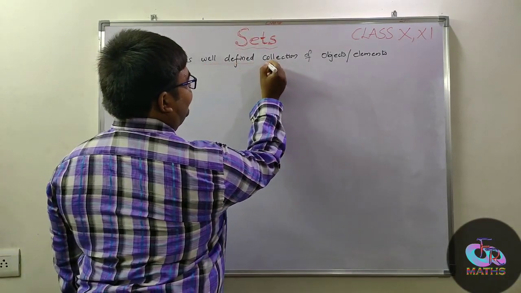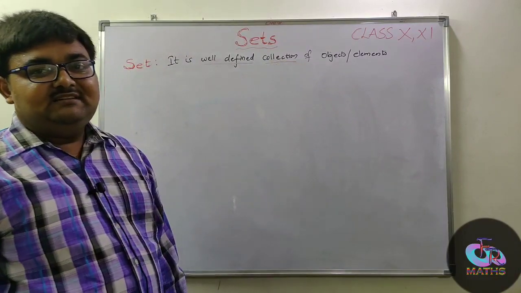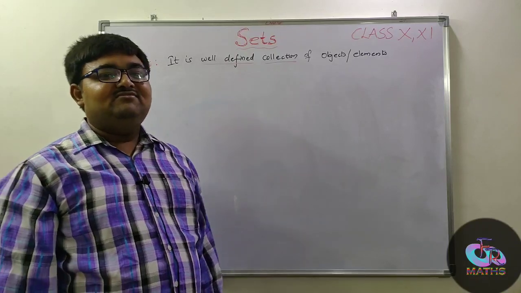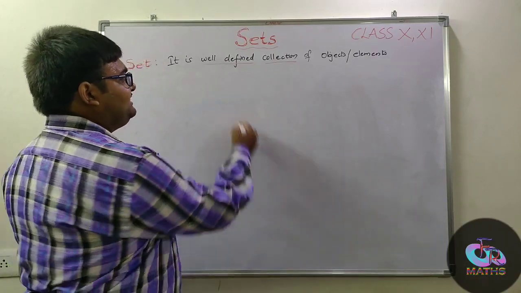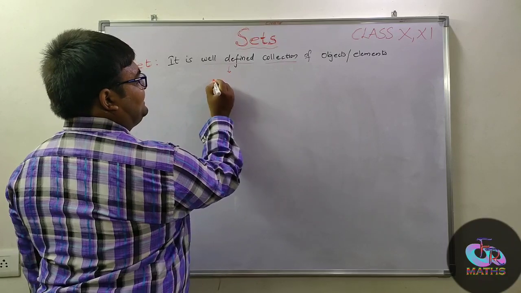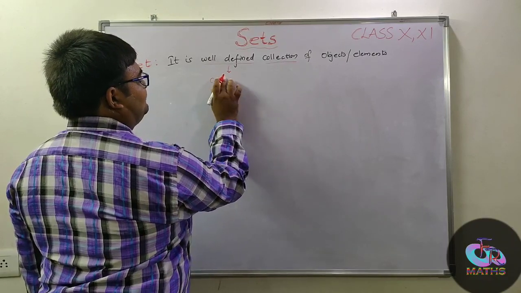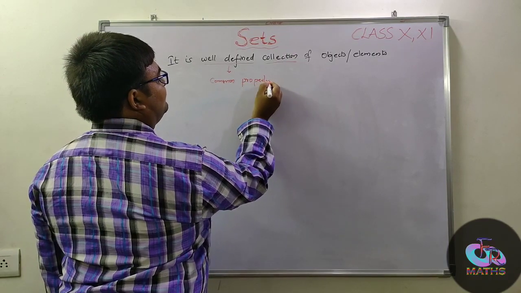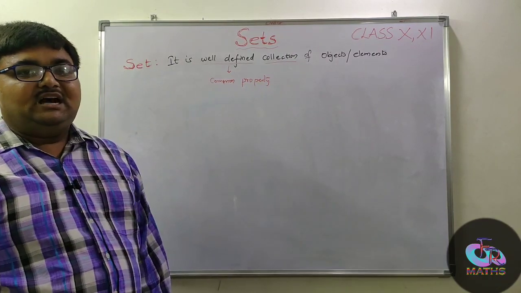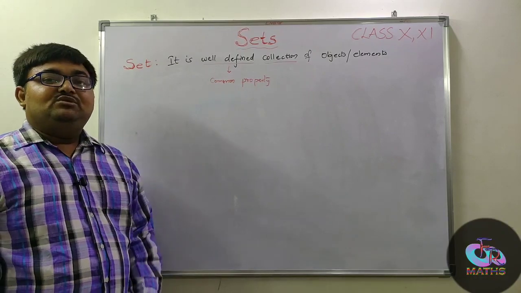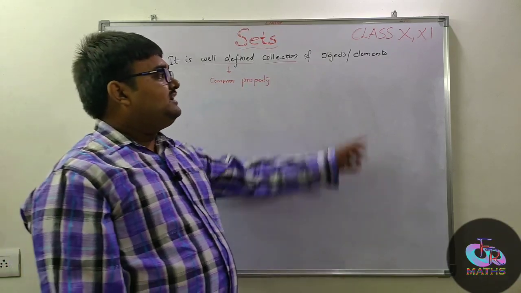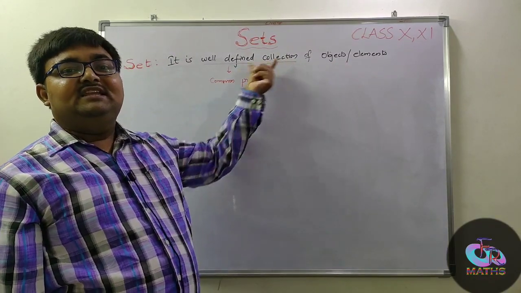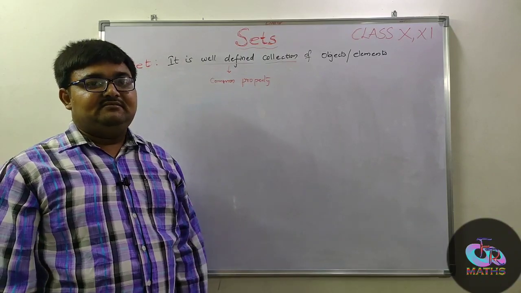So here, a well defined collection. A set is nothing but a collection of objects which are well defined. What is the meaning of well defined? Well defined means that the collection contains terms which have a common property. Such elements are nothing but objects. We will collect them and keep them under a set.